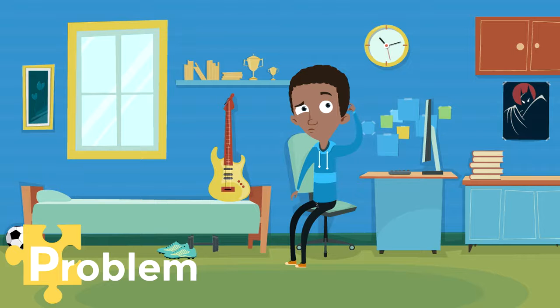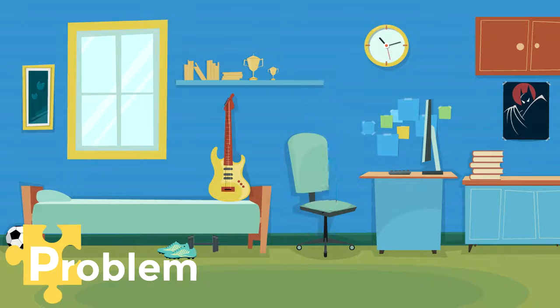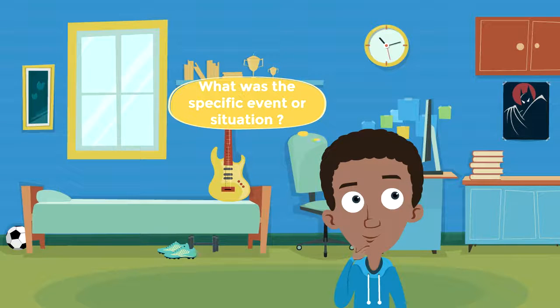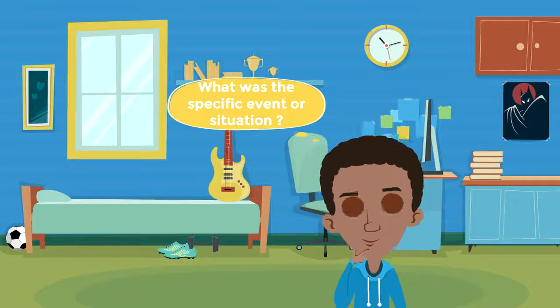P stands for problem or situation. In this section, you should focus on answering the question, what happened? A clear, concise description of the problem or situation you encountered. This method is good for describing both professional and outside of the traditional work environment experiences.